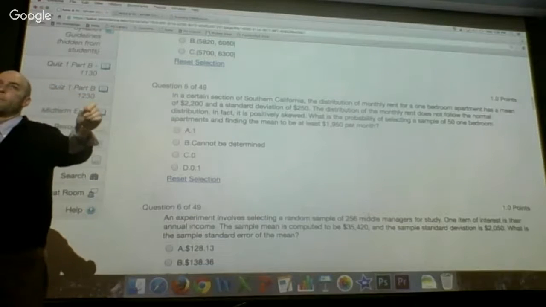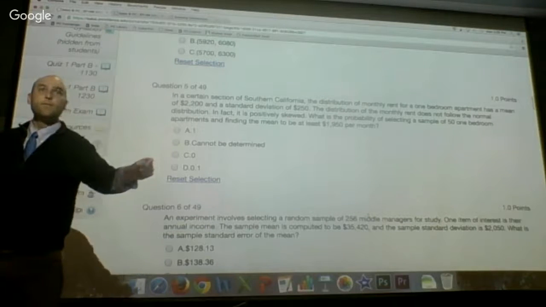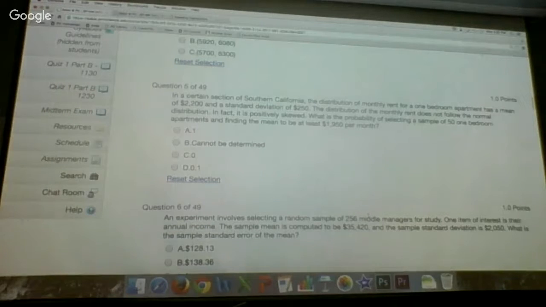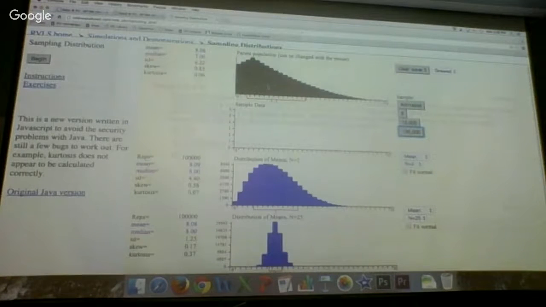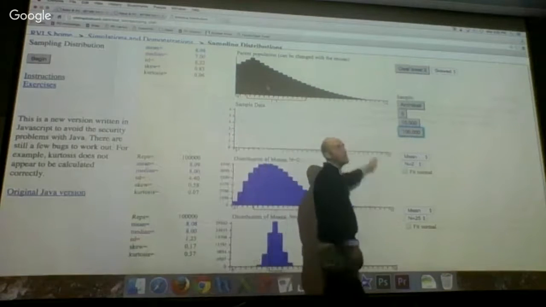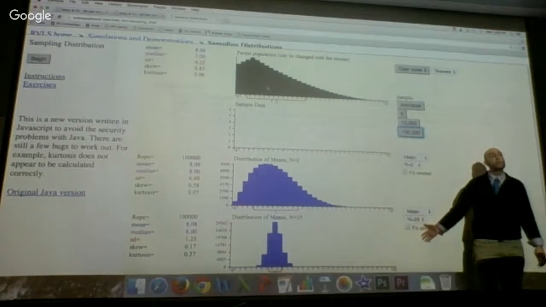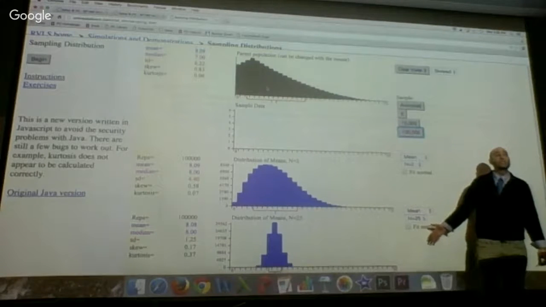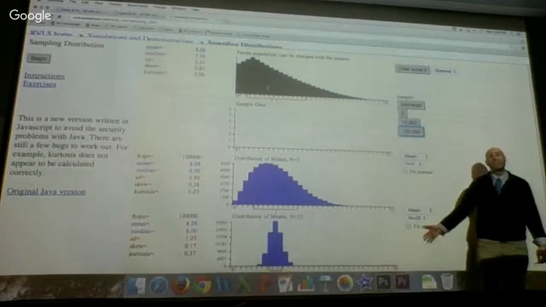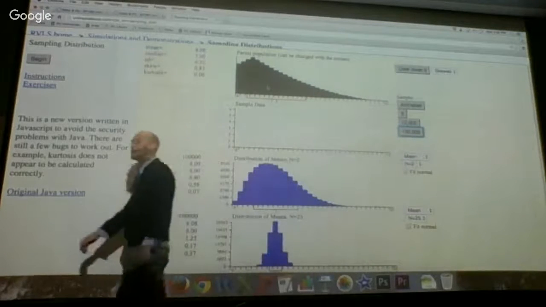That's important. One of the corollaries of the central limit theorem, and that's something that we discovered when we were doing all this blue dot nonsense, is that even if you start with a positively skewed distribution, like for example, the rent for apartments in Southern California, and you take a sample of sufficient size, those sample means are normally distributed. So we can still work with sample means because those means are normally distributed.